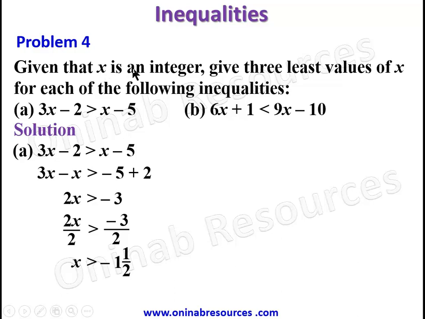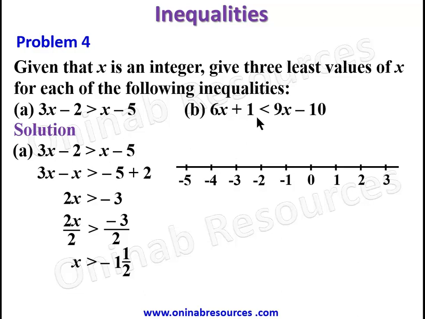And since we are told that x is an integer and we are to give 3 least values of x, what we do is, though the question does not require the drawing of a number line, the number line will help us extract the values of x that are integers. So drawing the number line, x is greater than negative 1.5. Negative 1.5 is between negative 1 and negative 2, which is halfway. We place our circle there. Greater than, that's pointing to the right hand side. Then we are done drawing the number line.